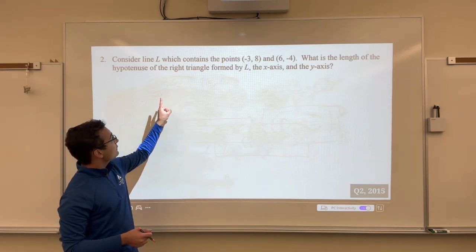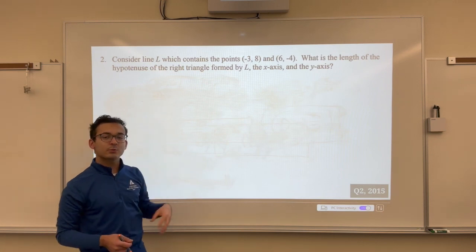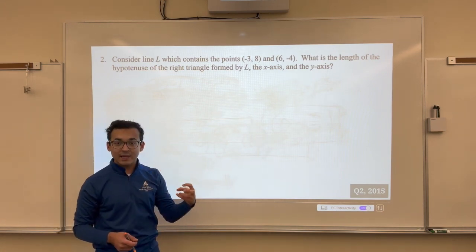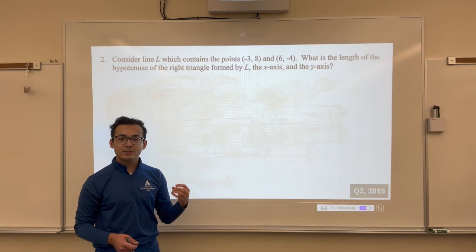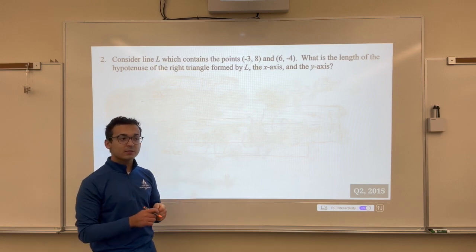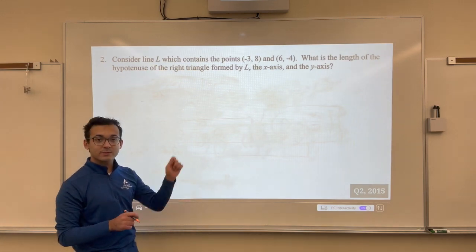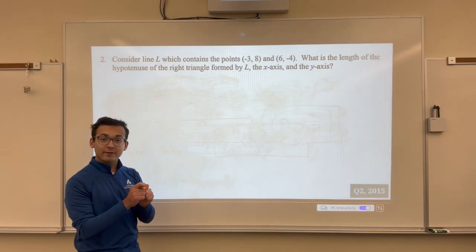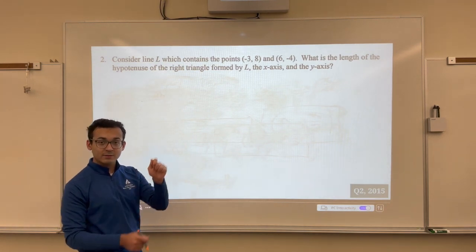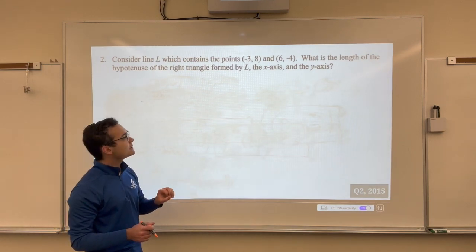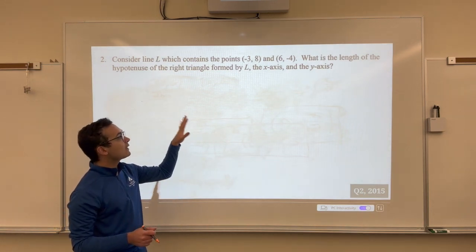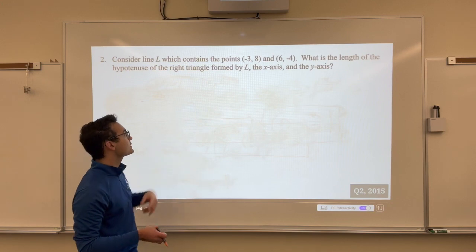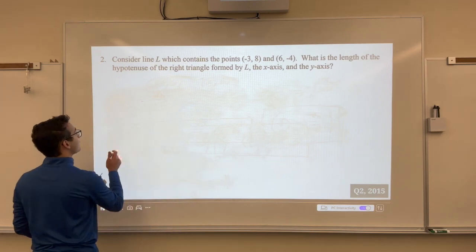So in order to solve for the length of the hypotenuse, we would need to know the lengths of the legs of the right triangle. And in order to solve for the lengths of the legs, we need to know what is the x-intercept and what is the y-intercept, because the legs of this right triangle are going to be on the x-axis and on the y-axis. So in order to solve for those intercepts, let's solve for the equation of the line that runs through these 2 points. So first, let's solve for the slope.